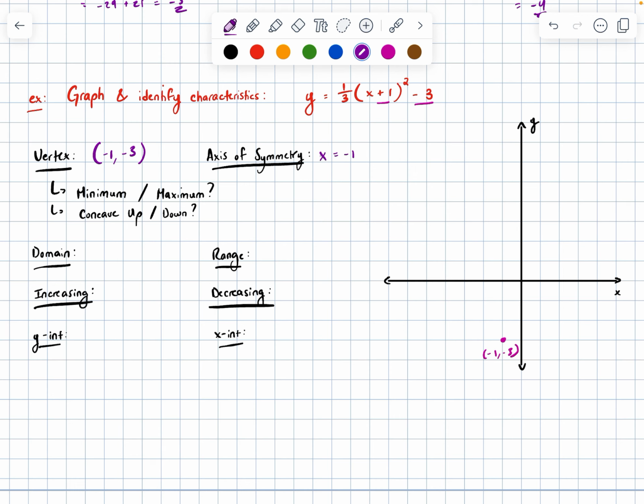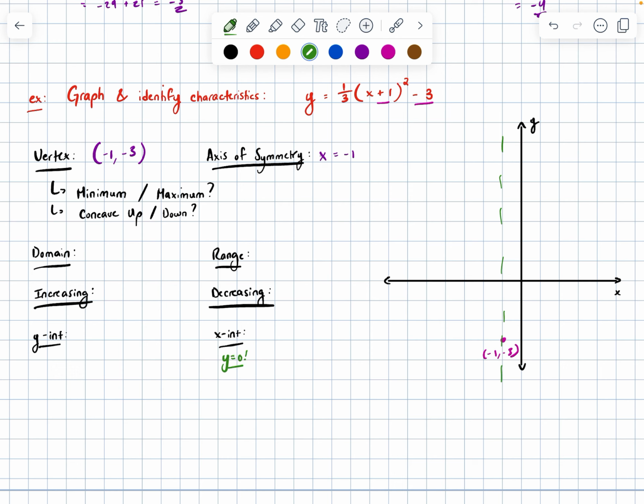I can now identify my axis of symmetry. Again, x equals, for a vertical line, it takes its x value from the vertex. Let me sketch in that vertical line now. Again, I want to use symmetry at an eventual point to find some companion points. Okay, from here, let's find some intercepts.